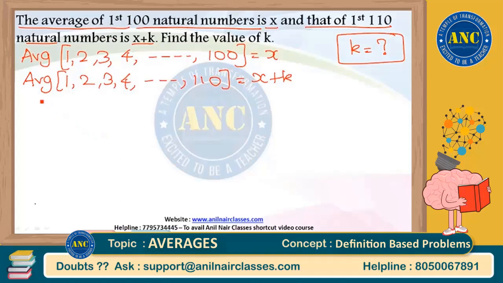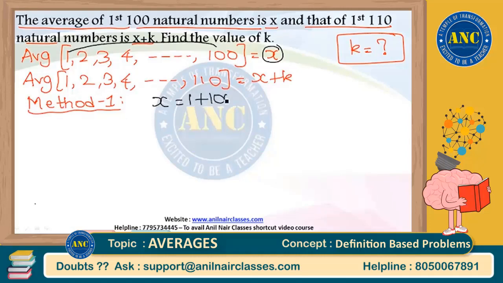Listen carefully, sir. Two methods I will discuss. Method 1: in 2 to 3 steps, you will get the answer. Method 2: looking at the problem, you will directly get the answer. Now see here, method 1. What is x? x is nothing but the average of the first 100 natural numbers. It is in arithmetic progression, so it is first term plus last term by 2, which is 1 plus 100 by 2. I will keep it as it is.